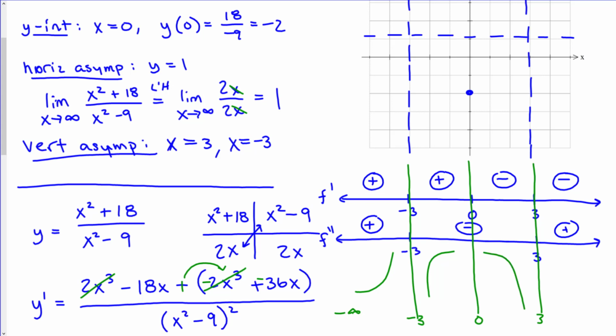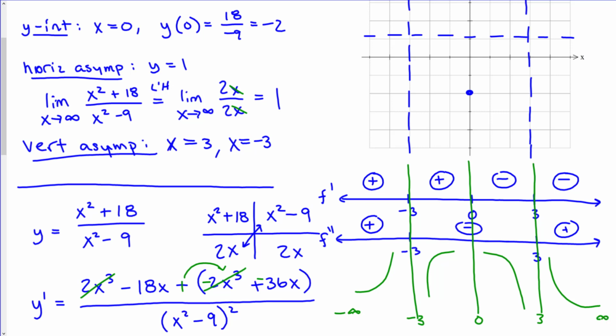And then lastly, I'm decreasing and concave up. So if I'm decreasing in value and concave up, it's going to look like this right here. So that's going off to infinity that way.